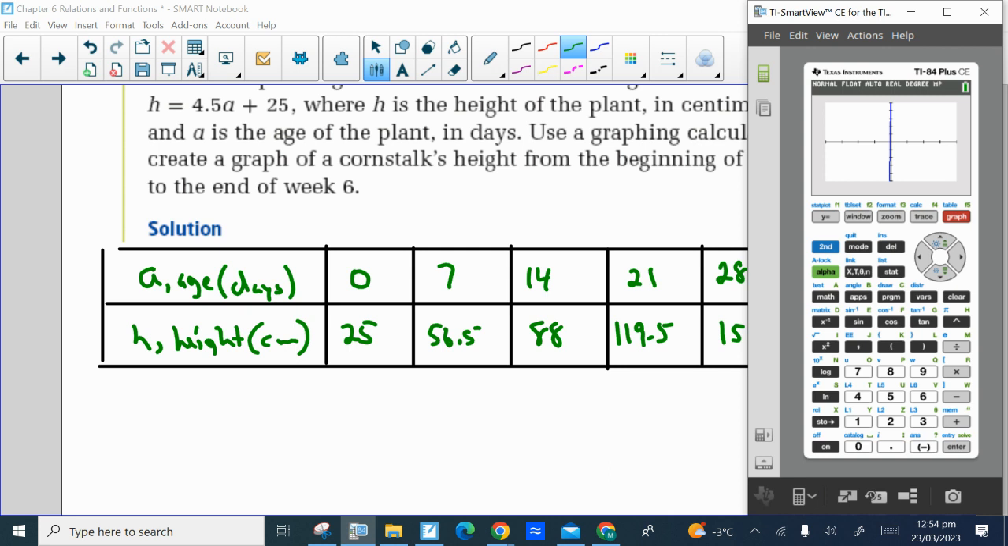So because of that, we're going to change our window. So if you hit window, this is where you set your parameters for your x and your y-axis. Now, we have a minimum value for a, which is x in this case, of 0. So right now my calculator is set for negative 360. That's way too small. So even though our minimum value of x is 0, I'm actually going to write it as, let's say, -5. And the reason I'm doing this is that when we hit graph, we will clearly see the y-axis. And we'll talk about that when we look at the graph.